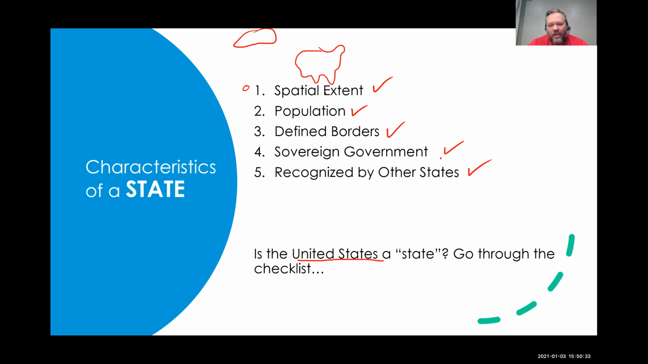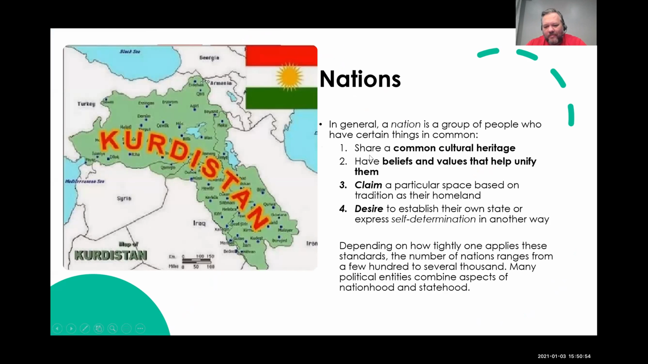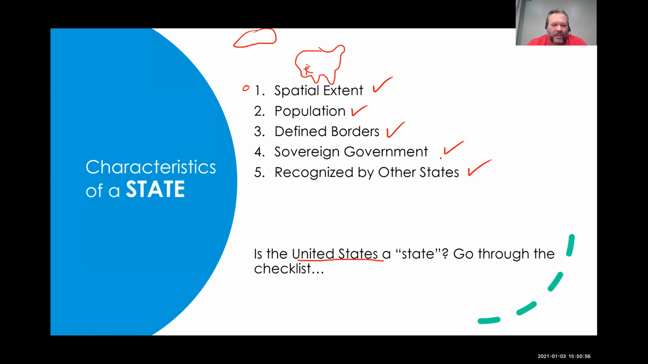It looks like a terrible tooth. But anyway, population: the fact that you and I are talking here means that we do have a population. Defined borders: definitely with Mexico and Canada. Sovereign government: other countries can't tell us what to do. And we are definitely recognized by other states in the world. So we can definitely check off that the United States is a state, an official state.